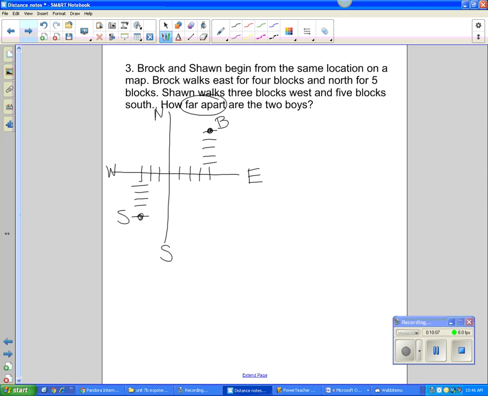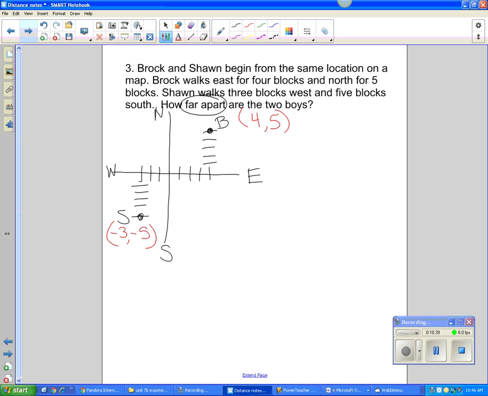Okay. Stephanie, what coordinates could I put for Brock? Yes, 4, 5. Good. Rebecca, what could I put for Sean? Positive 3 or negative 3? And? Very good. Good job, Rebecca.